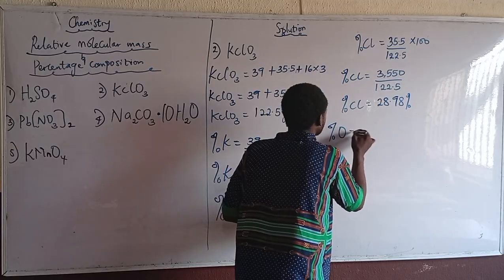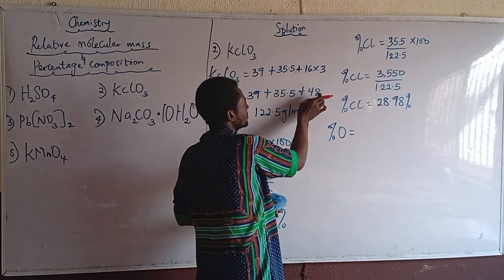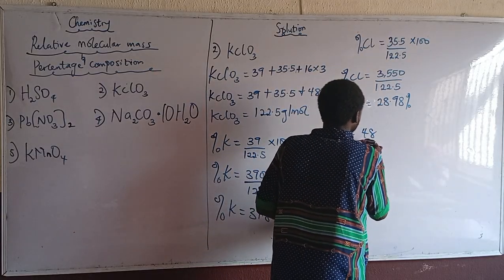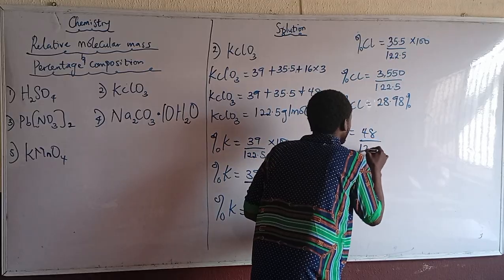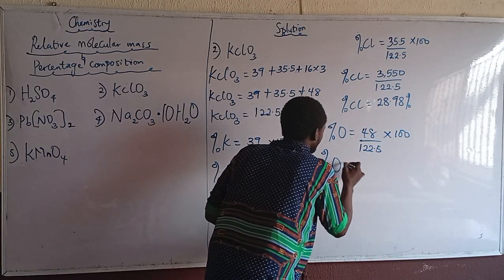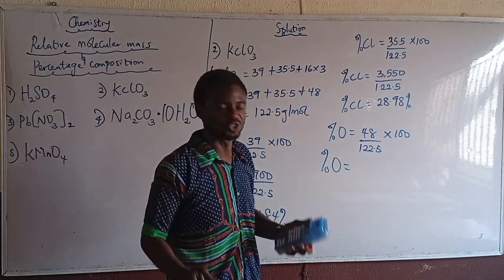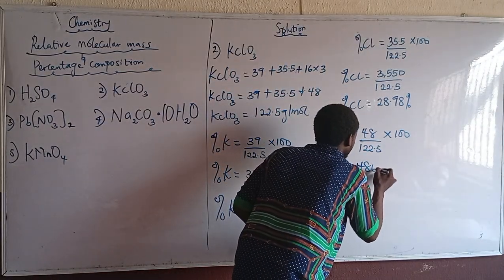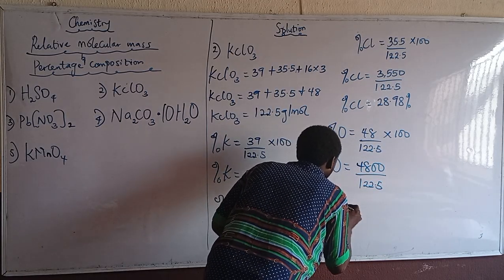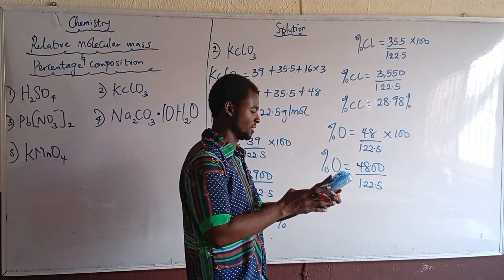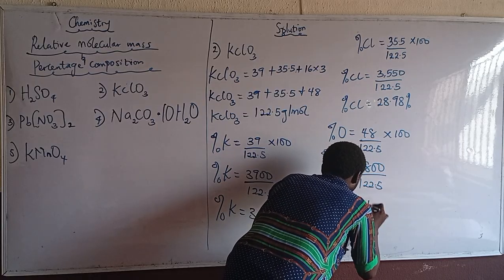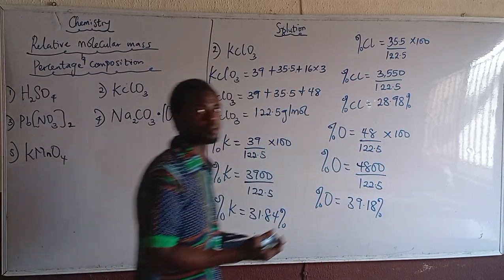So the last one is oxygen. Percentage composition of oxygen. Oxygen is 48 because it's 16 multiplied by 3, which is 48, divided by the total, which is 122.5 multiplied by 100. So 48 multiplied by 100 is 4,800 divided by 122.5. That is 39.18%. So that is number 2.